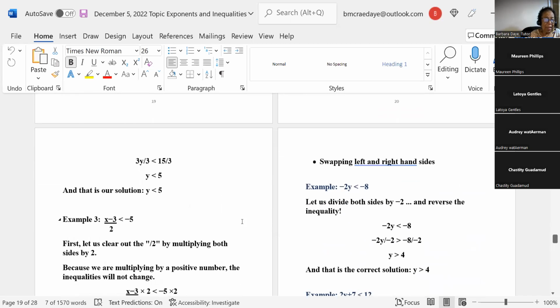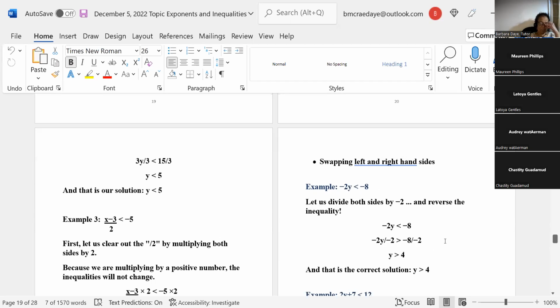Okay. And if you change the sides, then you reverse the inequality. So minus 2y less than minus 8. So y is greater than 4. Okay, because we divide here by a negative. So divide and multiply by a negative, you reverse the inequality. So the less than that's here becomes a greater than in the answer.